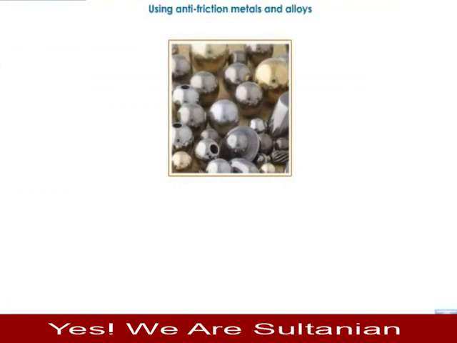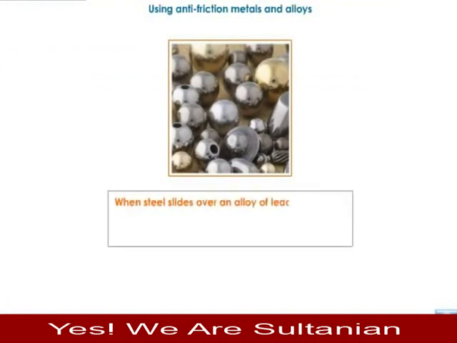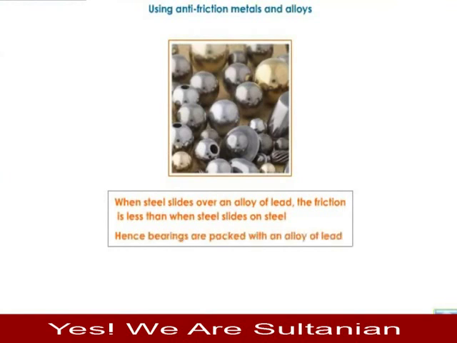Using anti-friction metals and alloys. When steel slides over an alloy of lead, the friction is less than when steel slides on steel. Hence, bearings are packed with an alloy of lead.